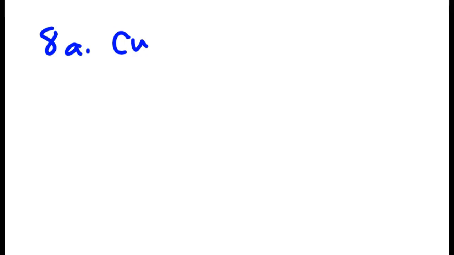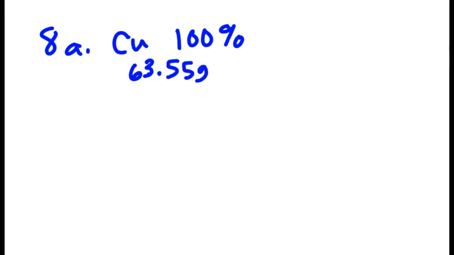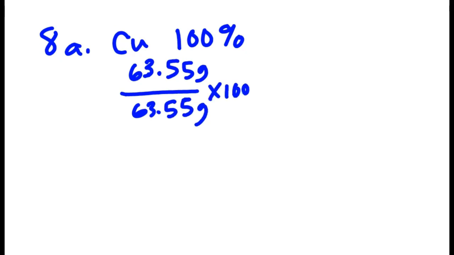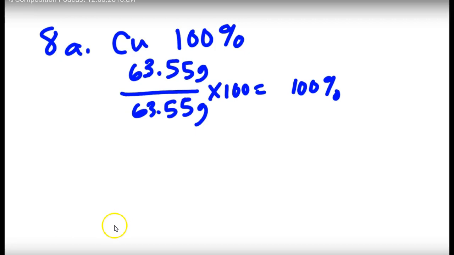So this first one is like, what is the mass percent of copper if you had a sample of copper? Well, if you had pure copper, 100% of it would be copper. And mass of copper is 63.55 grams. So you take the mass of the thing you're looking for and you divide by the total mass of the substance, which is still 63.55. So that's 1 times 100 is 100%.